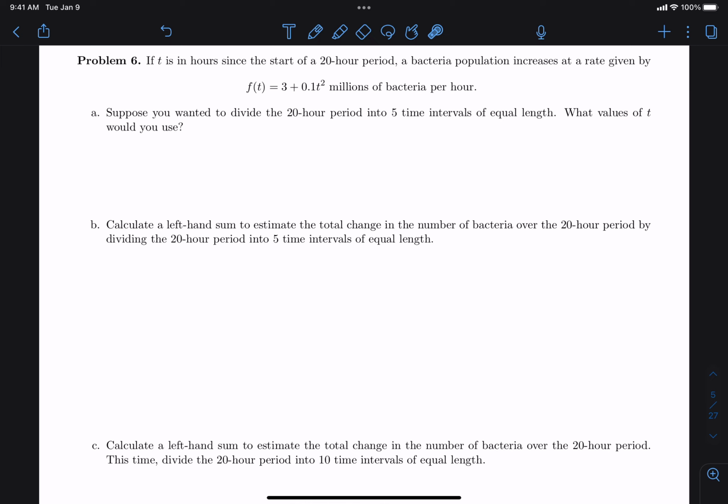0 to 4. So the height of the first rectangle should be this height. Got it. Yeah. Exactly.